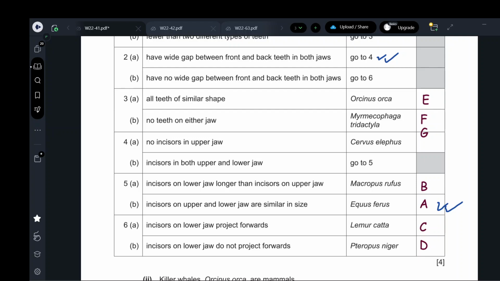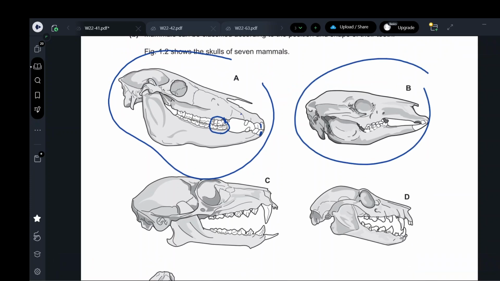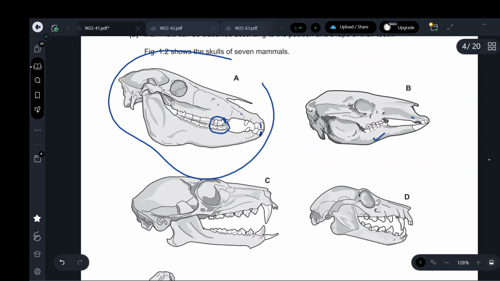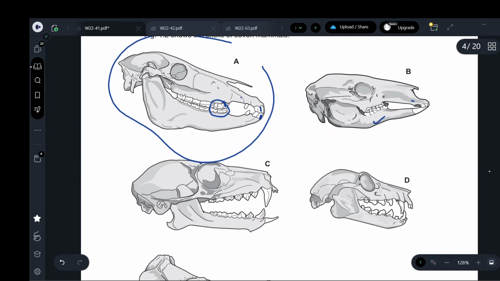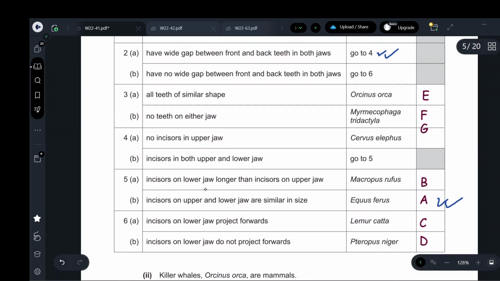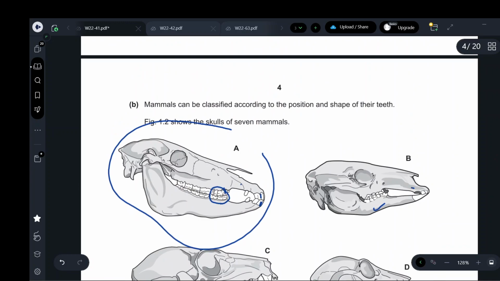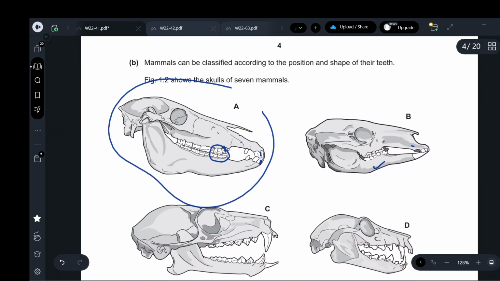And you can complete the dichotomous key in the same way. Look at the next picture. Do I have two or more different types? Yes. Is there a gap? Yes, there is a gap. Are there incisors on the upper and lower? Yes. And then the incisor on the lower jaw is longer than the upper. Yes, it is longer. Can you see this tooth? There's a big tooth here. This is an incisor. It is longer than the upper teeth, and you will put a B in front of this point.